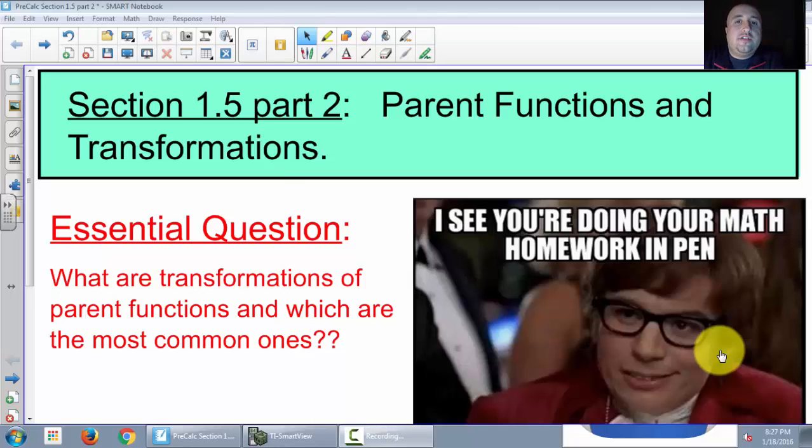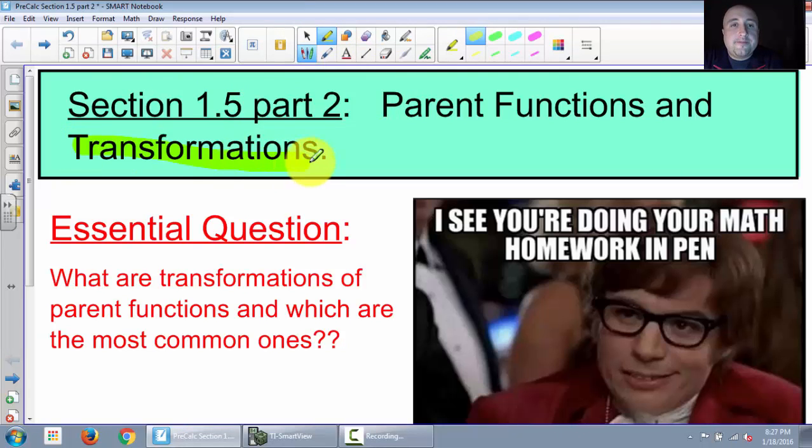All right, here we go with the second part, part 2 of section 1.5. We're still talking about parent functions, but now we're going to talk about transformations. We did talk about this a little bit in Algebra 2b. This is a little bit more in depth. Same information, but a little more in depth.